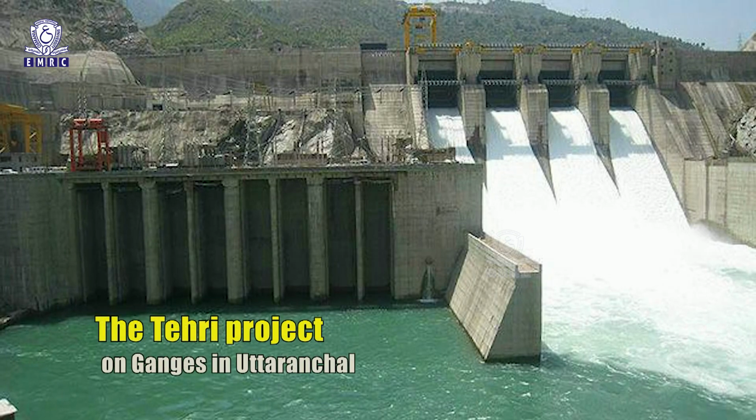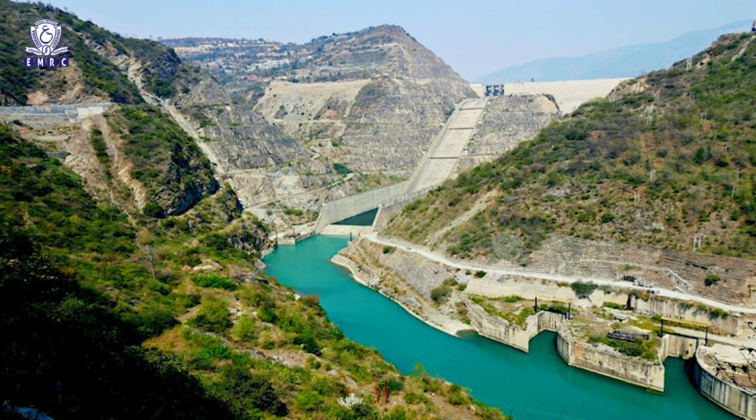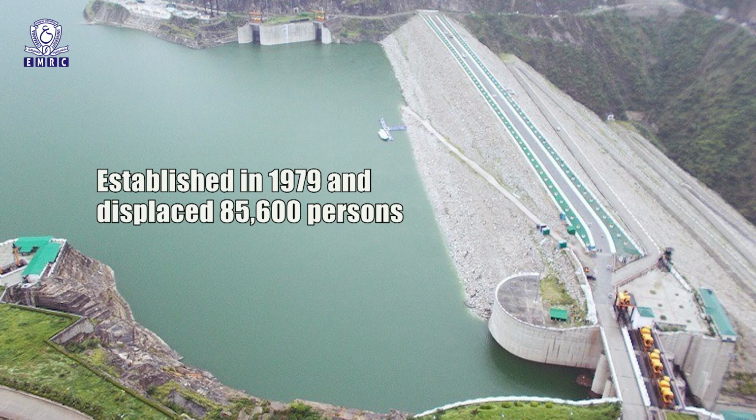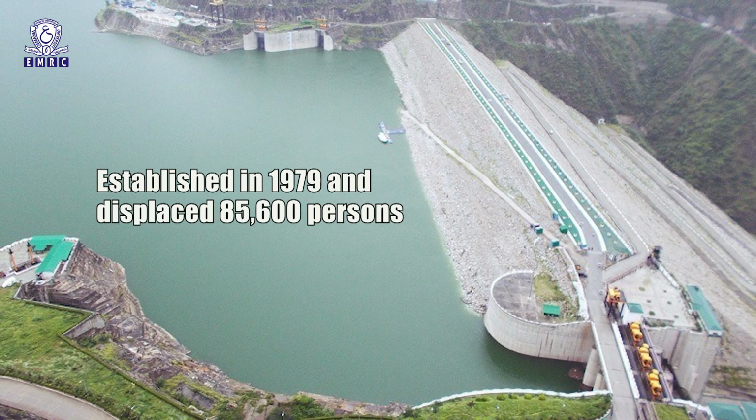The Tehri project on the Ganges in Uttaranchal was built to expand irrigation and power generation. It was established in 1979 and displaced 85,600 persons. Resettlement plan was not an integral part of displacement pre-1980. Studies show that resettlement in the form of a house site was neither a liability nor a responsibility of the project authorities.